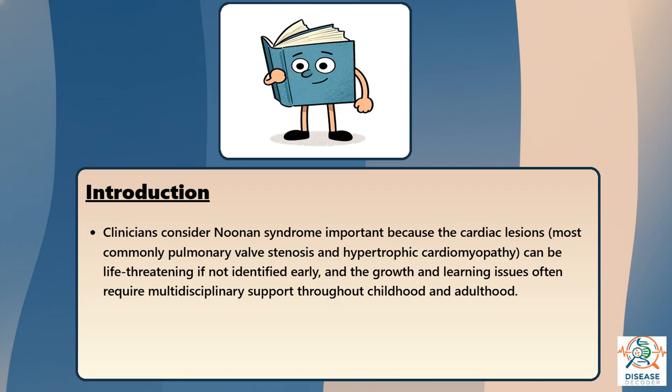Clinicians consider Noonan syndrome important because the cardiac lesions, most commonly pulmonary valve stenosis and hypertrophic cardiomyopathy, can be life-threatening if not identified early. And the growth and learning issues often require multidisciplinary support throughout childhood and adulthood.